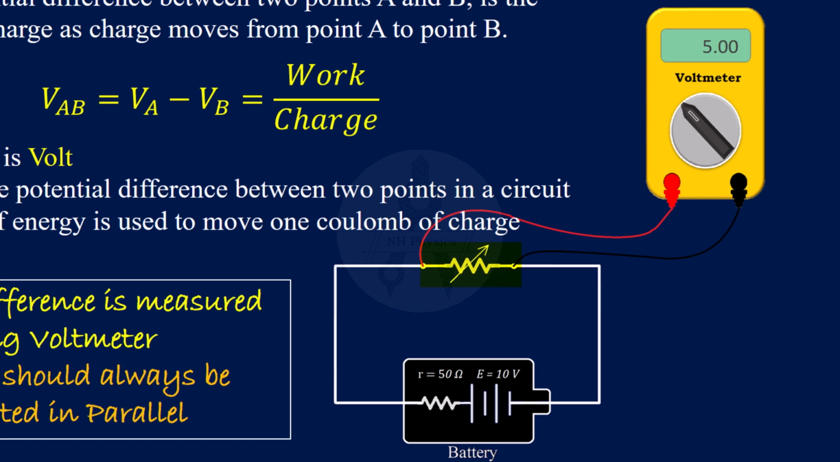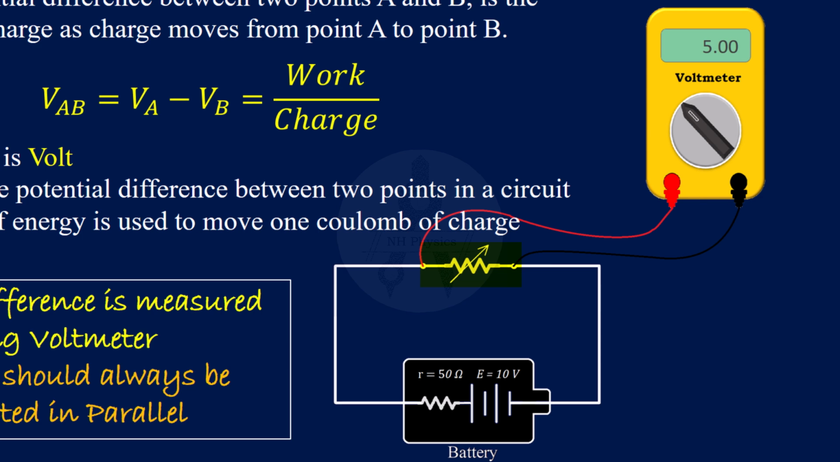Take a look at this diagram. We are measuring the voltage across a variable resistor. The voltmeter is showing a reading of 5 volts. Now here's a question for you. Can you figure out the value of the variable resistor that gives a voltage of 5 volts? Take a moment, pause the video and think about it.